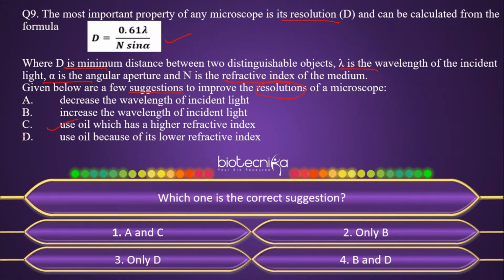Now to answer this question, you need to be familiar with the terms. What is resolution? What is refractive index? What is numerical aperture? This n sine alpha is called the numerical aperture. Okay, A and C, that is option 1, Vishal, fine. What about others? I'm sure you all must have seen the microscope in your colleges or universities, and even some of you have used it.